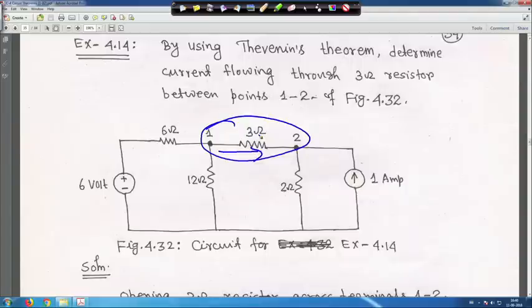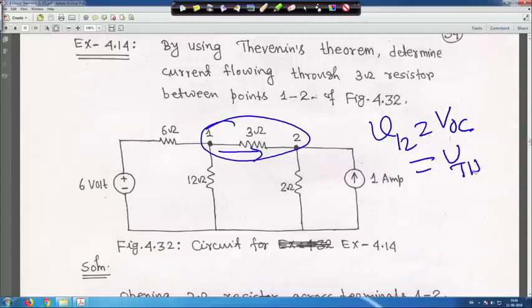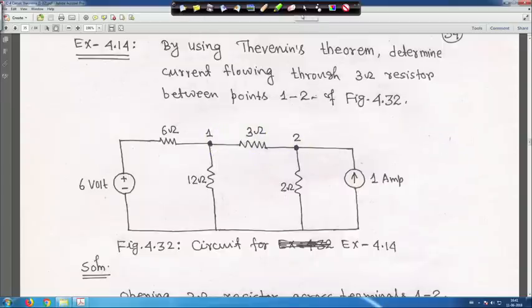First you have to open it and find out V 12, which is equal to V OC, open circuit, equal to V Thevenin, same thing, right. That you have to find first. After that you also have to find out R Thevenin. Now, you open this 3 ohm resistance, first you remove it.